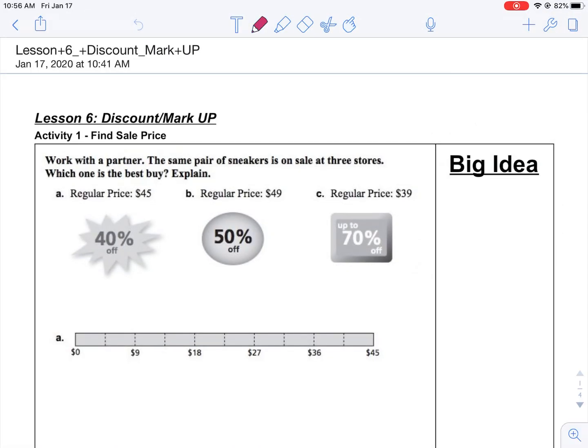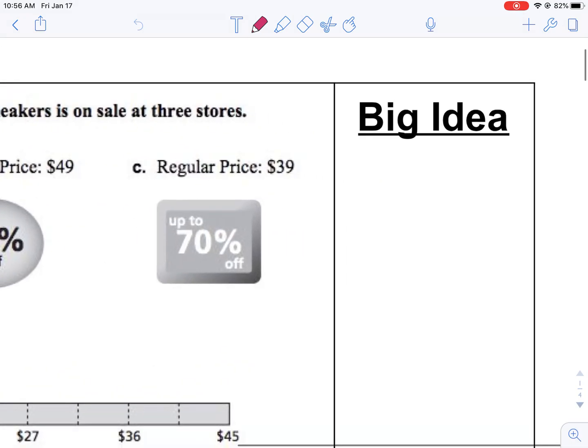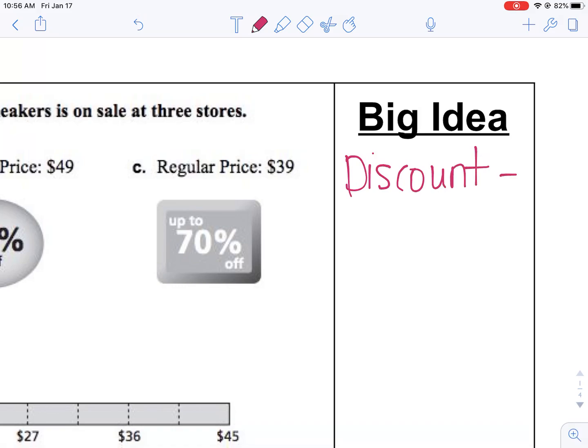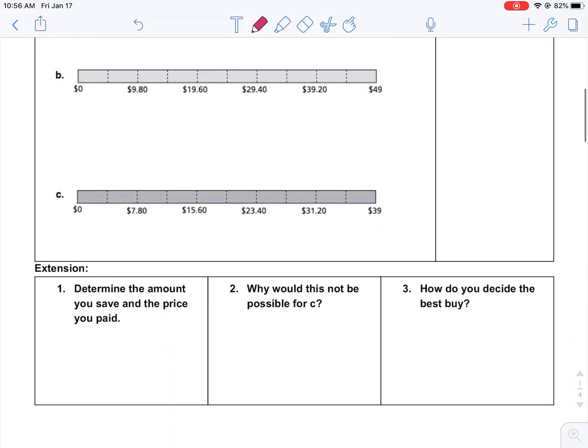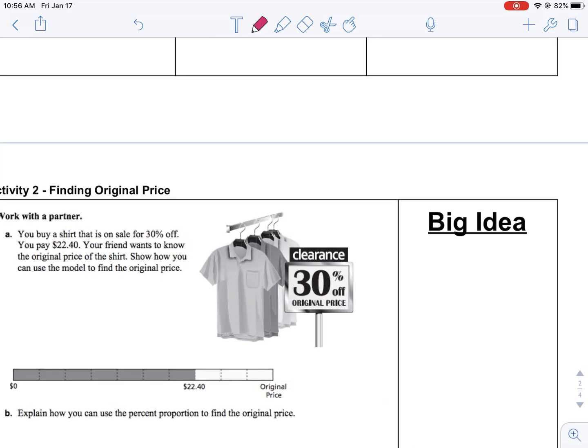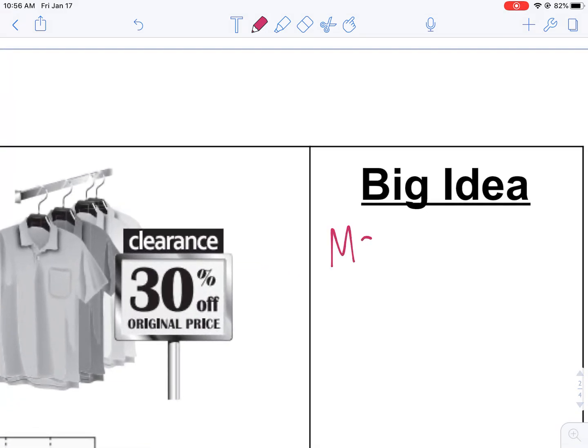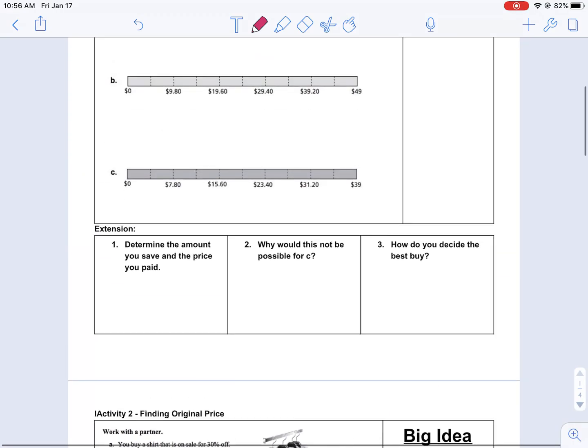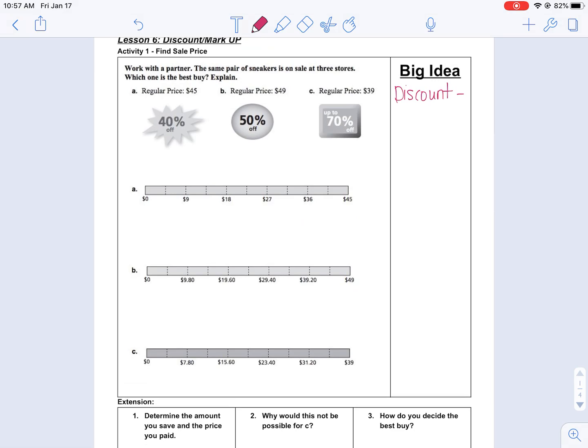All right, today we are going to talk about discount and markup. So if you think about the word discount, I want you to think about that as we work through these ideas. And then on the second page, we're going to talk about markup. All right, so I'm not going to define them for you yet, but I just want you to think about them as I go through these comparison problems.